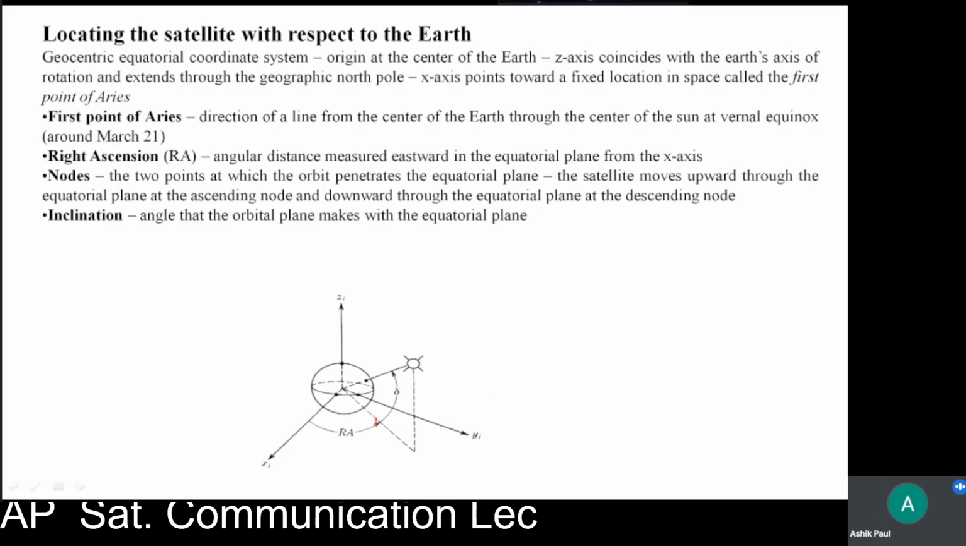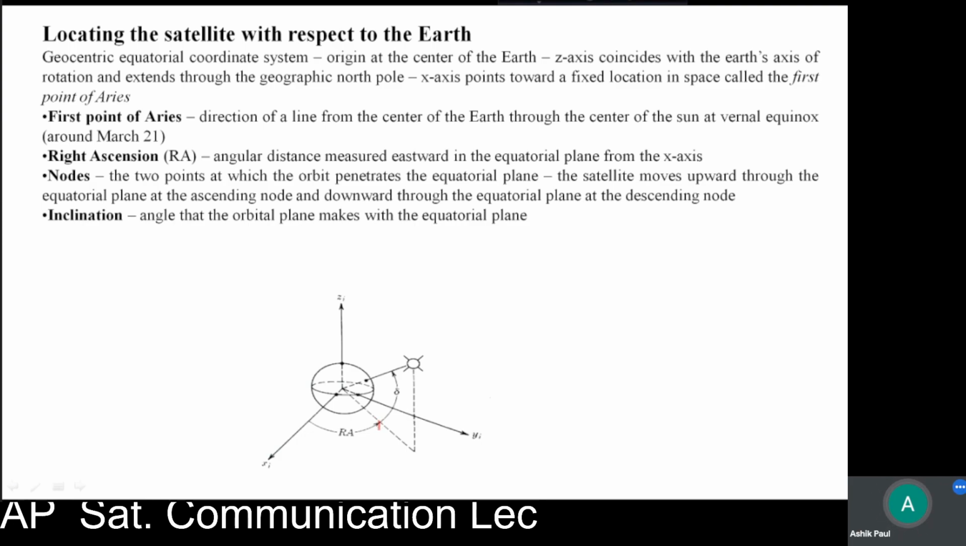So the local horizontal plane is this xy plane. You drop the projection of that object on the local horizontal plane and you join that with the center of the coordinate system, which is the center of Earth. Then if you measure the angle from the direction of the first point of Aries, this angular displacement is what is referred to as the right ascension.